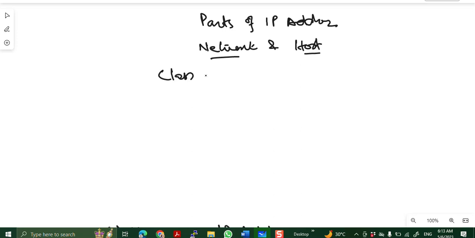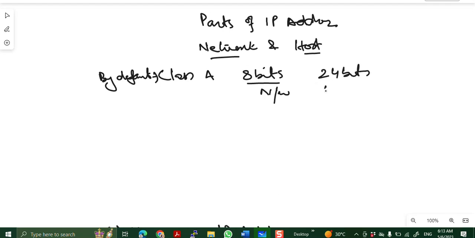In class A, by default, we have 8 bits for the network portion and 24 bits for the host portion. In class B we have 16 bits for the network portion and 16 bits for the host portion. And in class C we have 24 bits for the network portion and 8 bits for the host portion. So if we have a big network with more devices, we use class A. If we have a medium network, we use class B IP addresses. And if we have a very small network, we use class C IP addressing.